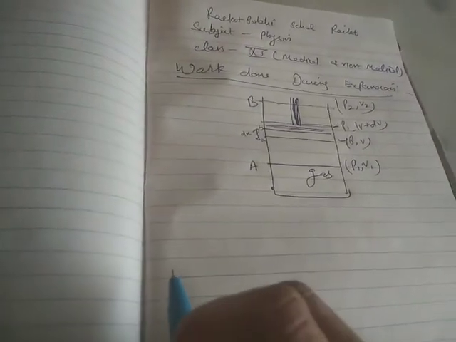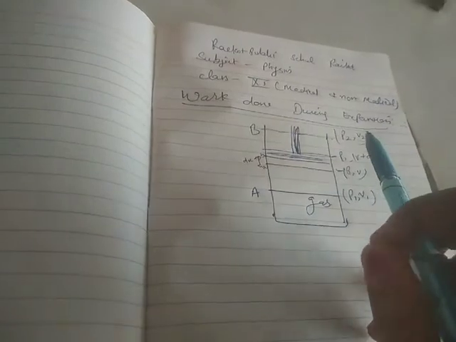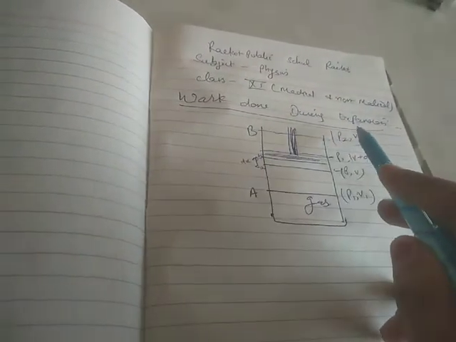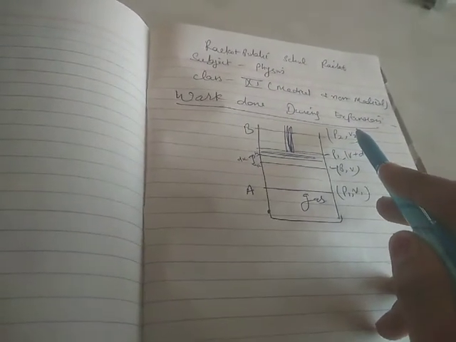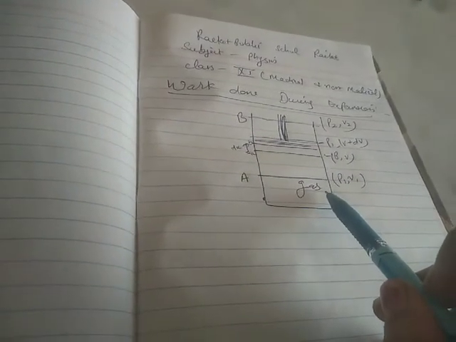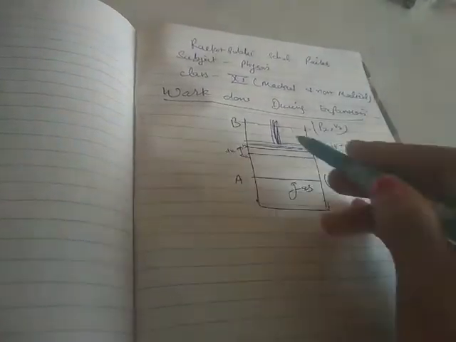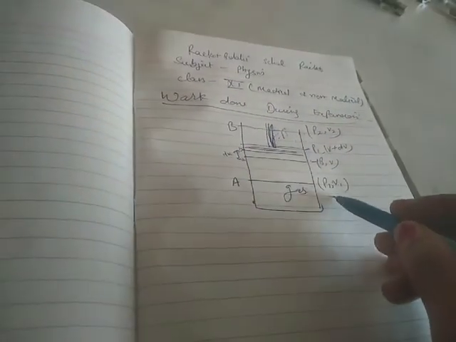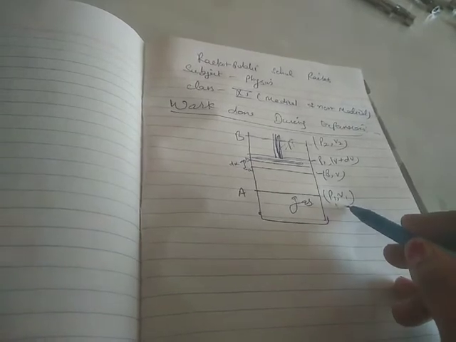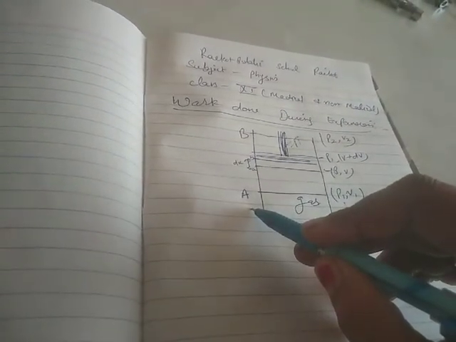Afternoon, students. Now our next topic is work done during the expansion. Now we will find out the work done when gas is expanding. Initially we are enclosing a gas in a cylinder with a weightless and frictionless piston. This is piston P, and initially gas has the pressure P1 and volume V1, at position A, or we are saying the state A.